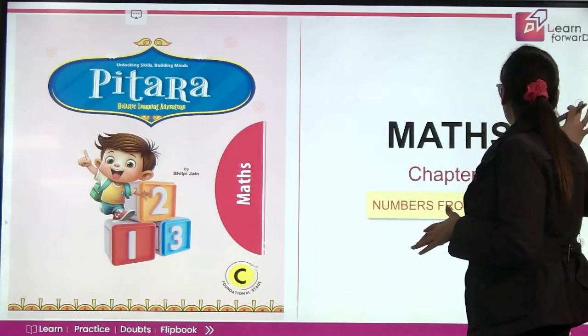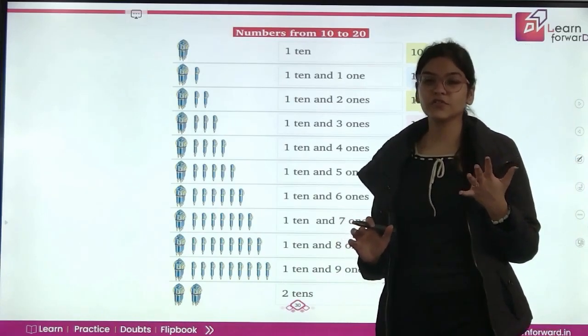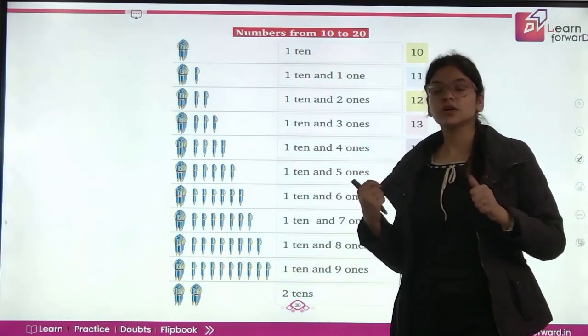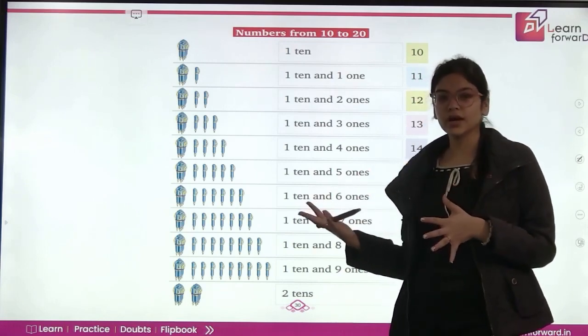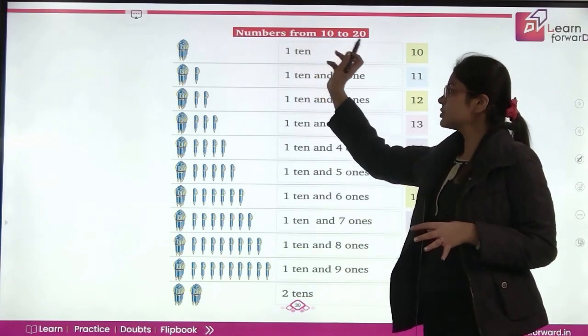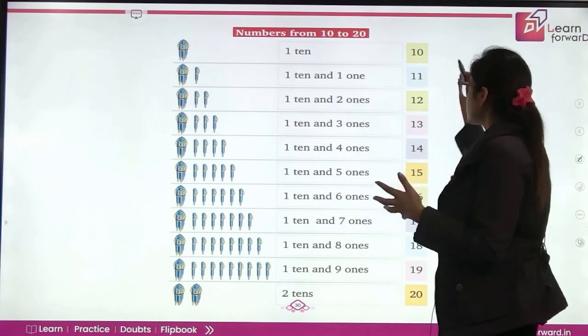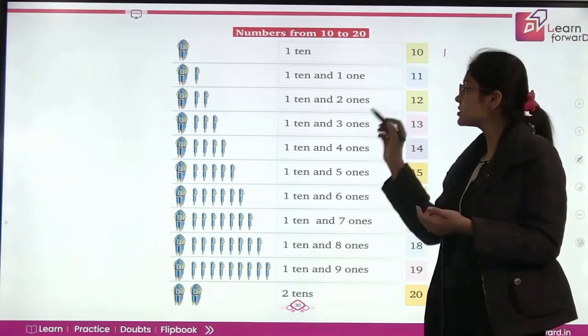So you might have learned the counting, that is 11, 12, 13, 14, 15, 16, 17, 18, 19 and 20. In this we will learn the number names and we will learn the counting as well. Numbers from 10 to 20. So this is 10. When we count 1 ten times, it becomes 10.